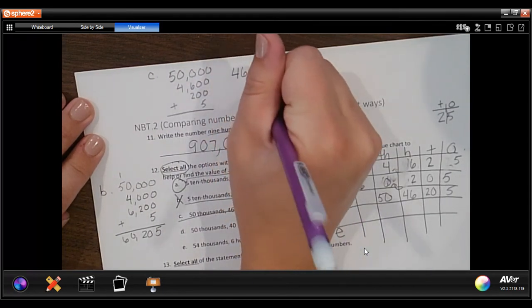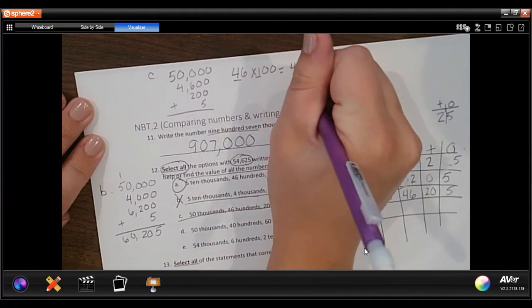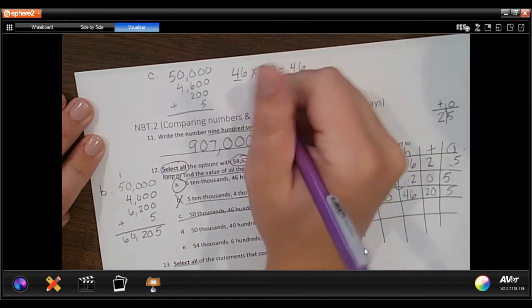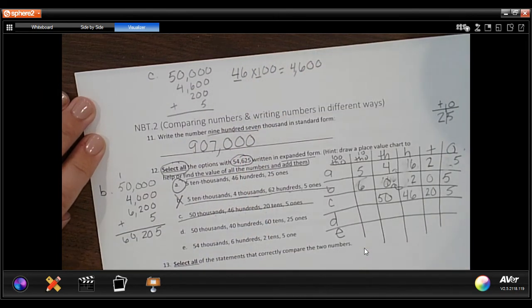46 times 100. I would underline 46. I would underline 1 equals 46. 46 times 1 is 46. And I add 2 zeros. And that's how I got my answer of 4,600.